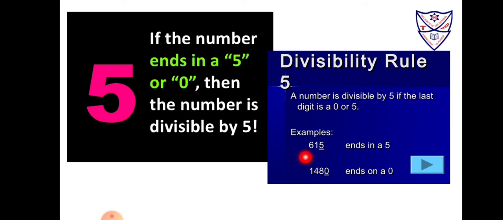For example, here 615 is there. If I want to see whether this number is divisible by 5, yes. Why? Because the last digit ends in a 5. Here the last digit is 0. So here also it ends with 0, hence it is divisible by 5. 1480 is divisible by 5.